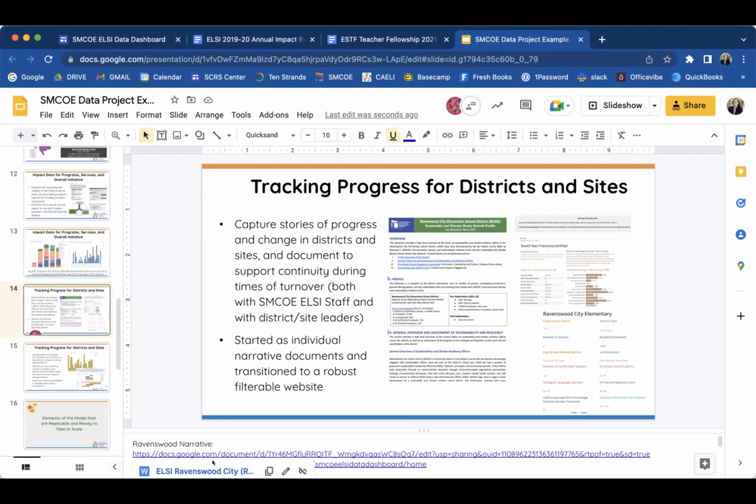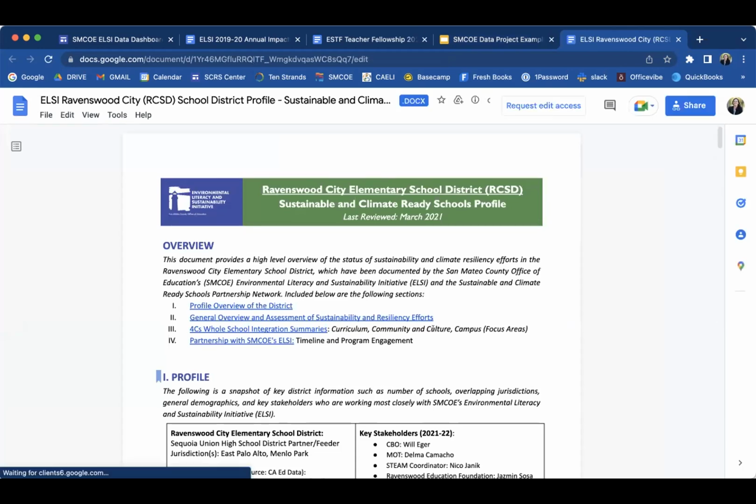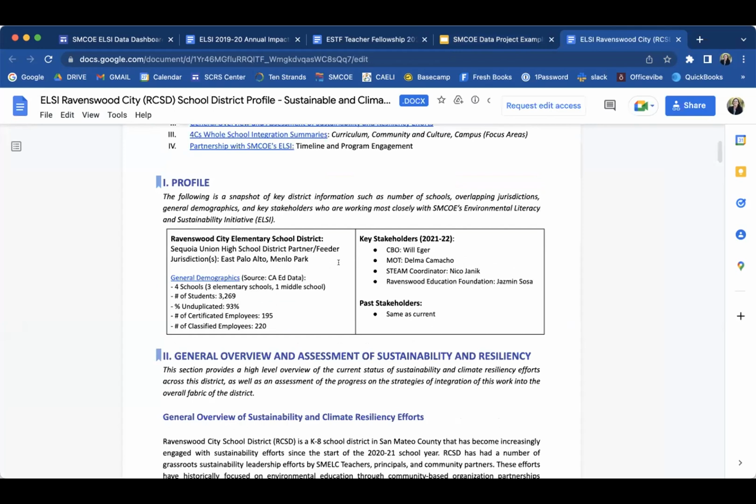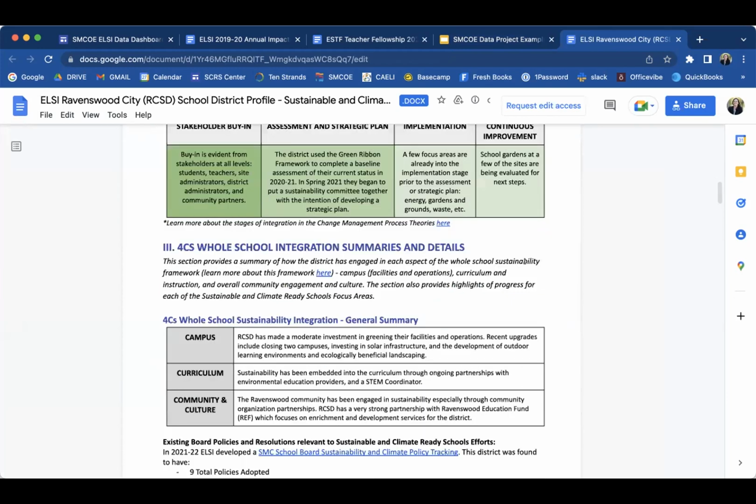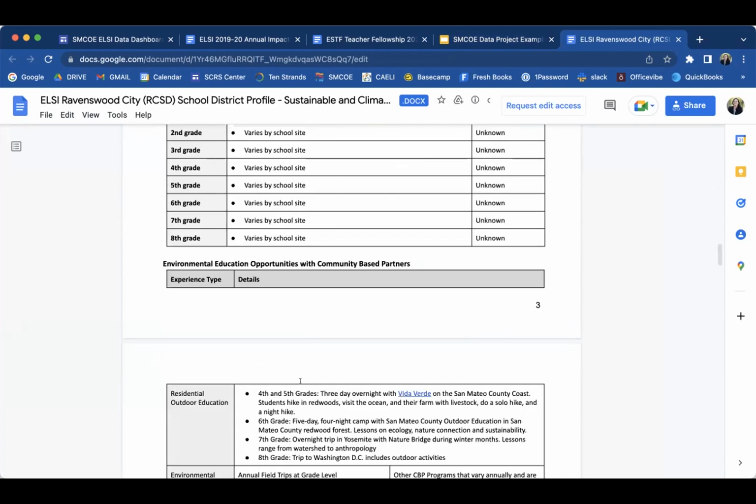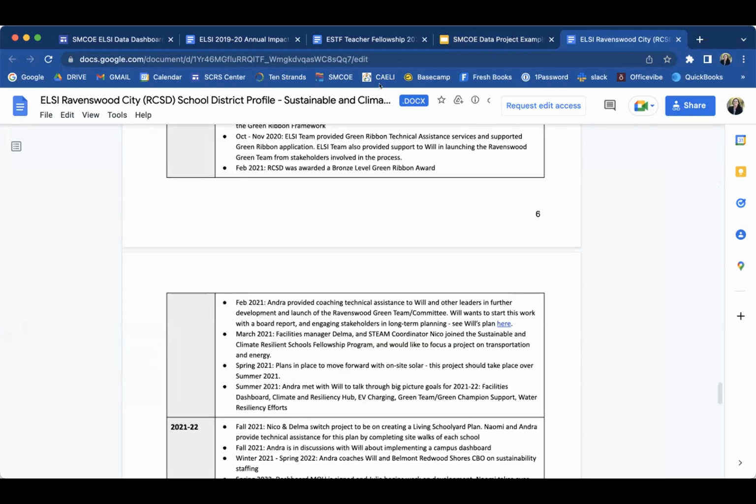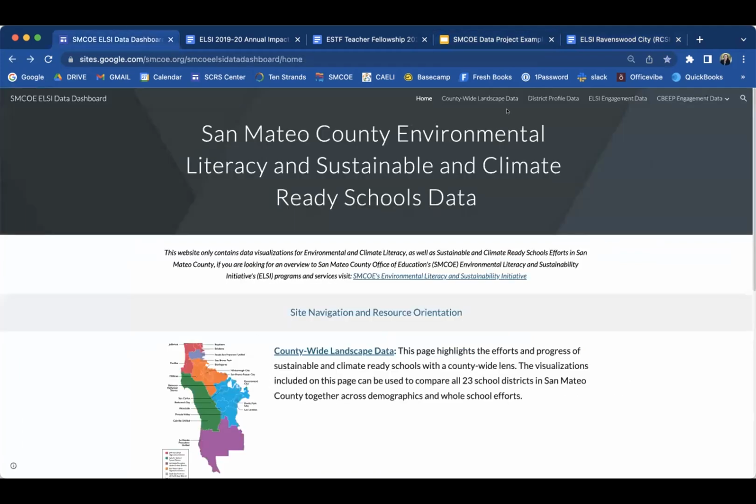And so we started to put it together, and I'll just show you an example of what that looked like. We developed these district profiles where we would keep track of some really high level information about the district up here. And then we went into more of a narrative of how is this district doing in different elements, like in the campus and in the curriculum. And this was really helpful. It was helpful for us. It was helpful for partners. But as you can see, it's a lot of text and it's a lot to maintain. And so we wanted an easier way to show that data to partners. So what we ended up doing is that we ended up putting some of that data on our filterable website.